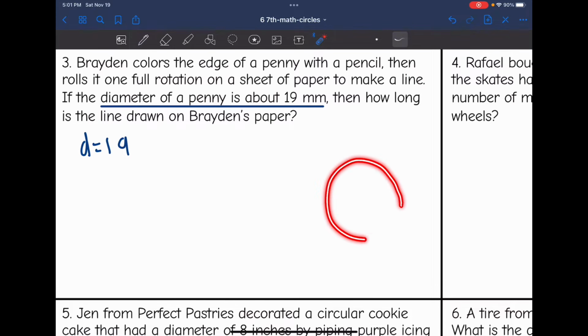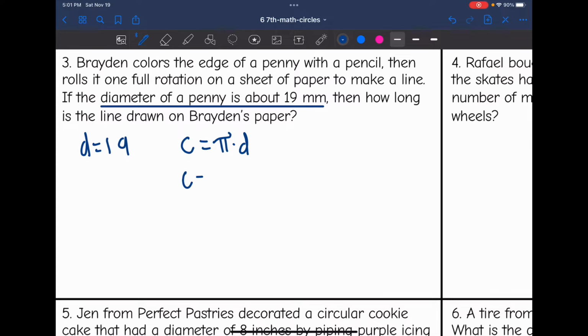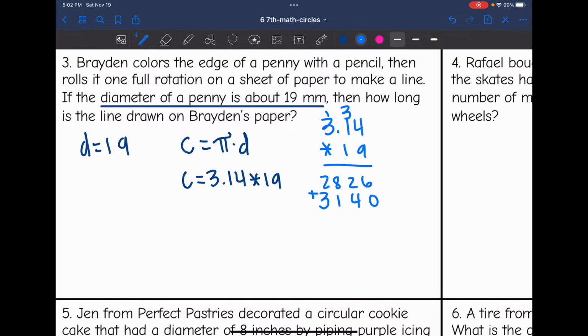So he colored the edge of a penny and then he rolled it out for one full rotation. So that's just the circumference of the circle drawn in a line. So I'm going to find the circumference by doing pi times the diameter, since they gave me the diameter of the circle is 19. So I'll do 3.14 times 19 to find the circumference. So the circumference of the circle and the length of that line that Braden drew would be 59.66 millimeters.